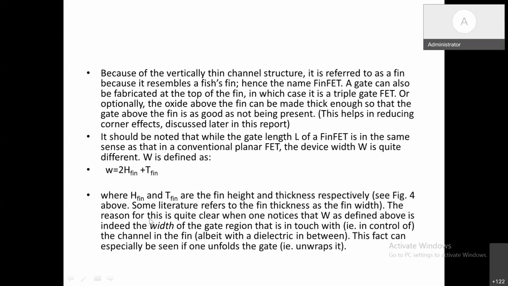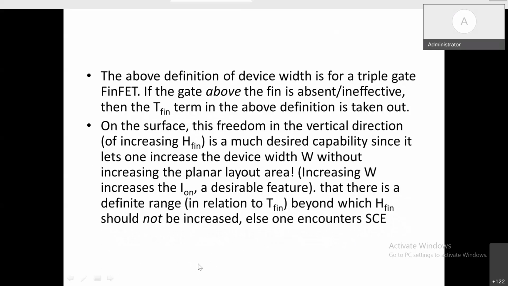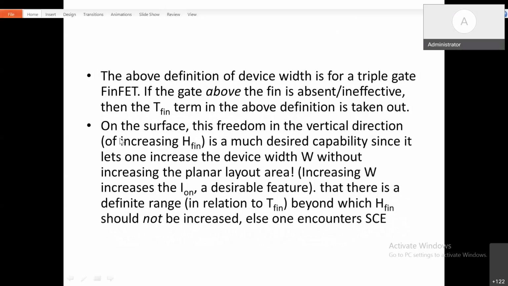This is how they come to the definition of the width of the device, which is equal to 2 into the height of the fin plus the width of the fin. T fin corresponds to the width of the fin. If the gate above the fin is absent, as in a non-triple gate, then we will not use T fin, because that portion of the gate is not connected to the channel. So T fin will not be there.